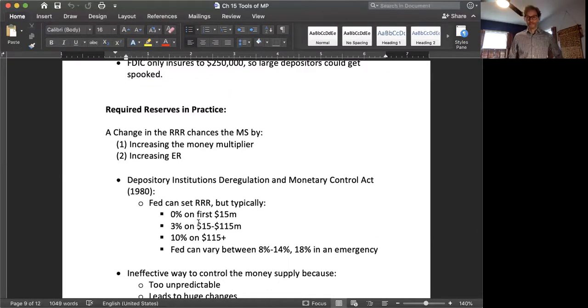The last tool that the Fed could use to change the money supply would be to change the required reserve ratio. If the Fed, for instance, lowered the required reserve ratio, that would create excess reserves that would increase the money supply, but it would also change the money multiplier, which would increase the money supply. So the Fed, in practice, could use the required reserve ratio, move it up and down to move the money supply. It could reduce the required reserve ratio to increase the money supply. It could increase the required reserve ratio to cut the money supply.